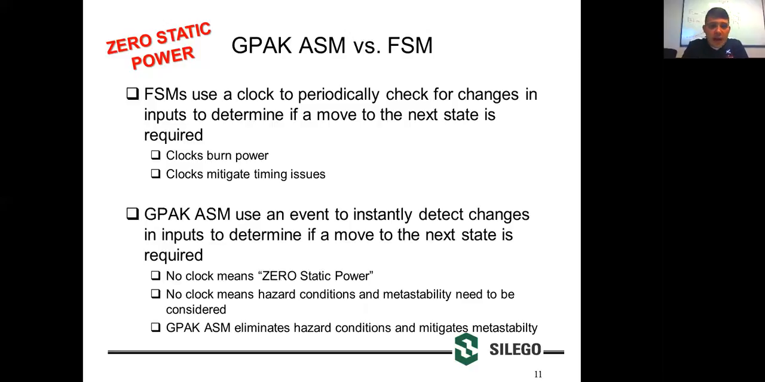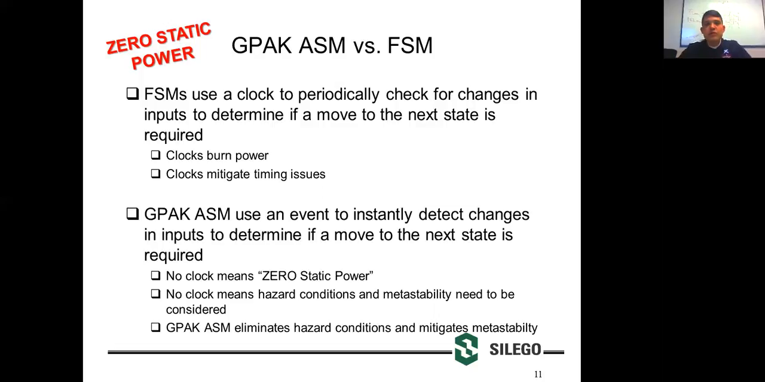The way we get out of that is this. The GPAK ASM uses the event, and using the event, we determine where we're going to go. But in using events, we generate the possibility for what we call hazard conditions. That's where a signal takes two different paths within our chip and can result in unwanted pulses and this type of thing, or metastability issues. Metastability being, well, I'll talk about that in a moment, needs to be considered.